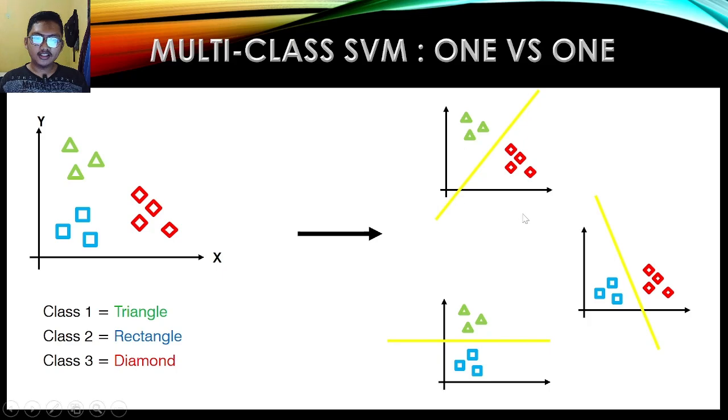As you can see, in the first model, we remove the second class, the rectangle, because we're going to put the hyperplane between the first class and the third class, the triangle versus diamonds. And the second model removes the third class, the diamond, and we put the hyperplane between triangle and rectangle. And the third, we put the hyperplane between rectangle and diamonds, and we remove the triangle.